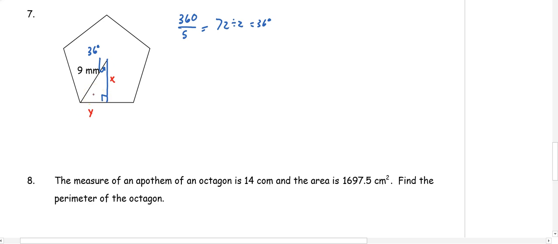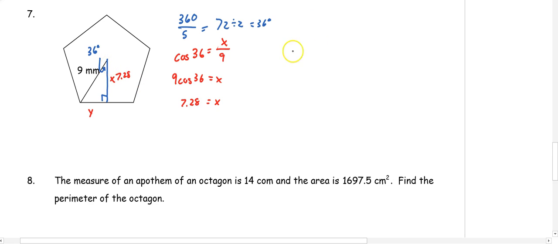So again, I'm going to use trig because it's not a special right triangle. So to find x, that's the adjacent and the hypotenuse. So the cosine of 36 equals x over 9. We're going to multiply. And when we multiply, we get x equals 7.28. So our apothem is 7.28.